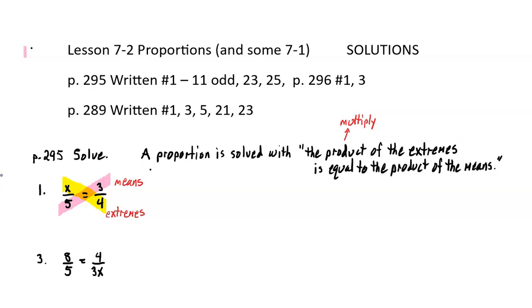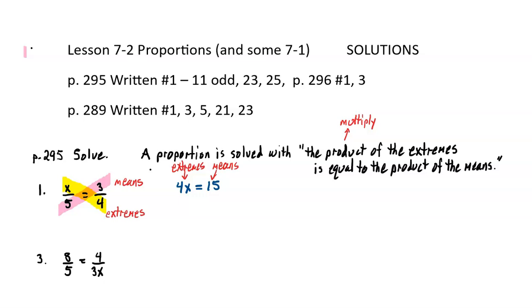Here is the equation that's created by using that theorem. The product of the extremes, that means multiply together the x and the 4. That makes 4x, is equal to the product of the means. That means multiply together the 5 and the 3, which is 15. These are your extremes multiplied together, and the 15 is the result of the means multiplied together.